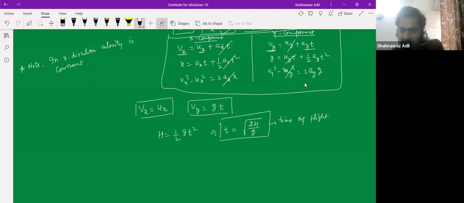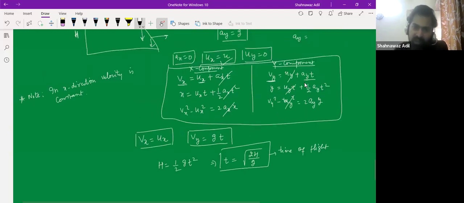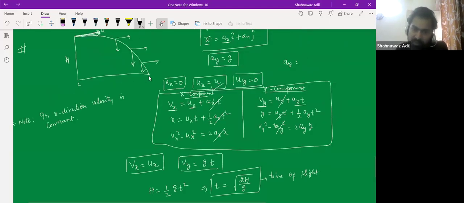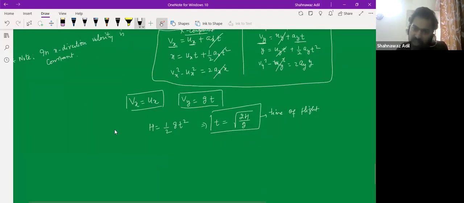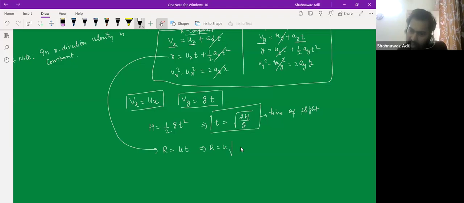And let's say that this distance is r. So this r is related with this x. So r is u x t, where u is u and this is t. So we can write this r as u times root over 2h by g. So these are the relations in the horizontal projection. Okay, is it clear?